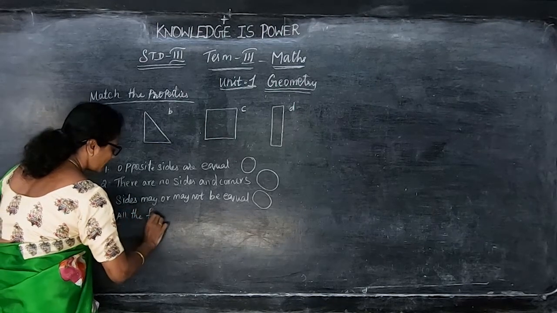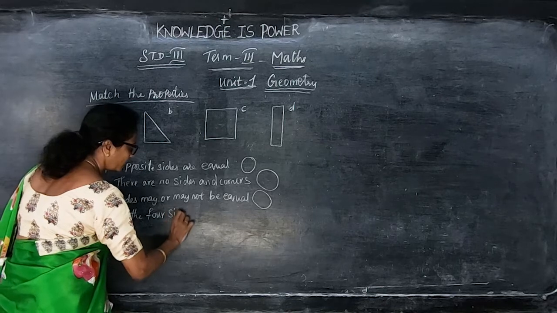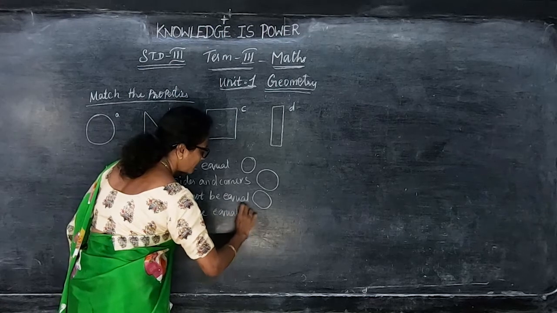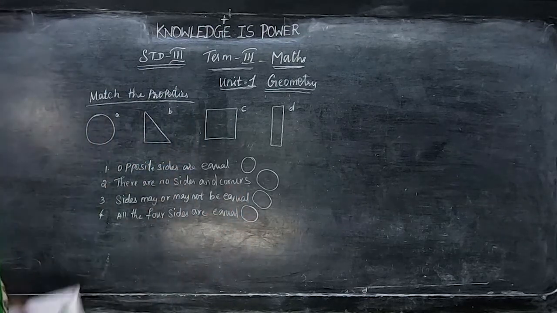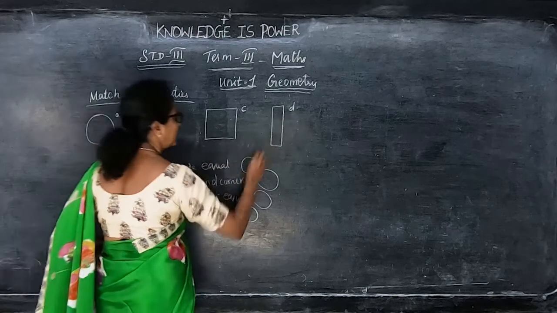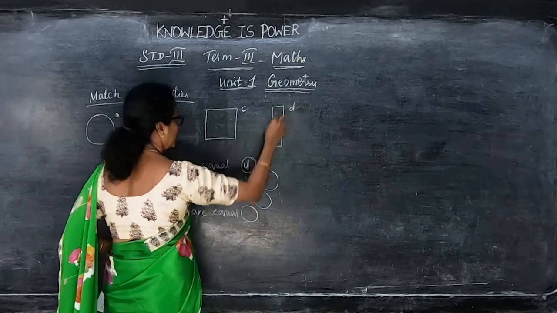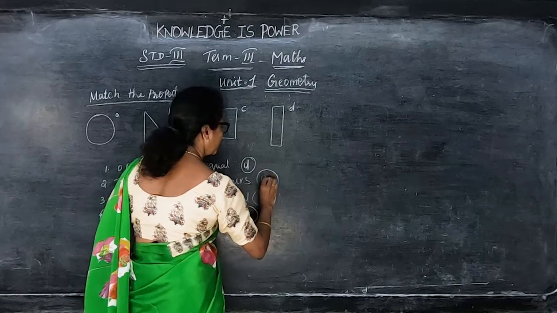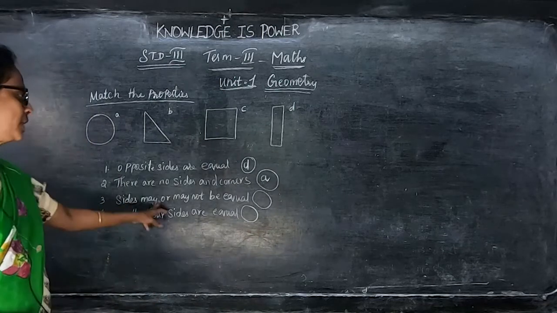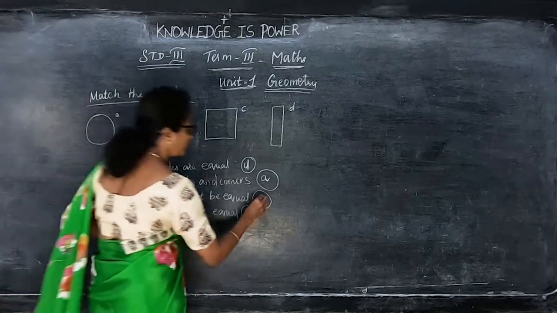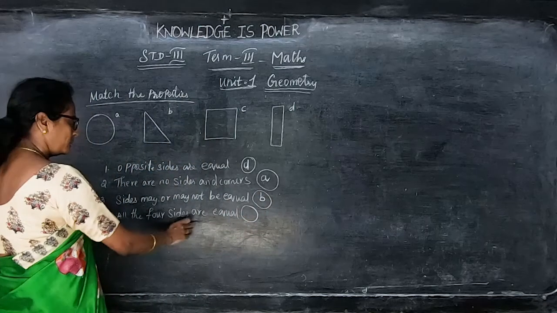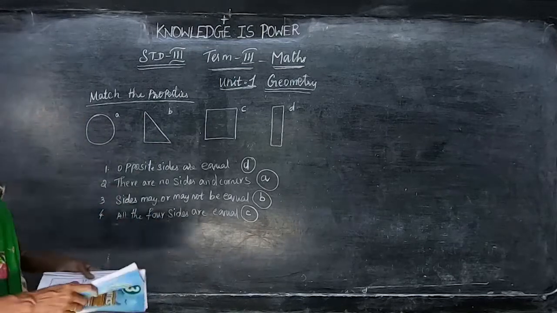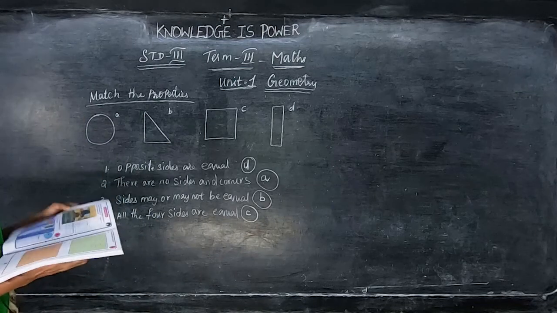Four sides are equal. So opposite sides are equal, that is the rectangle. You put D. There are no sides and corners, that is the circle. You put A. Then sides may or may not be equal, this is the triangle. You put B. All the four sides are equal, that is C, the square. So they are given the shapes and you have to match according to the properties given.